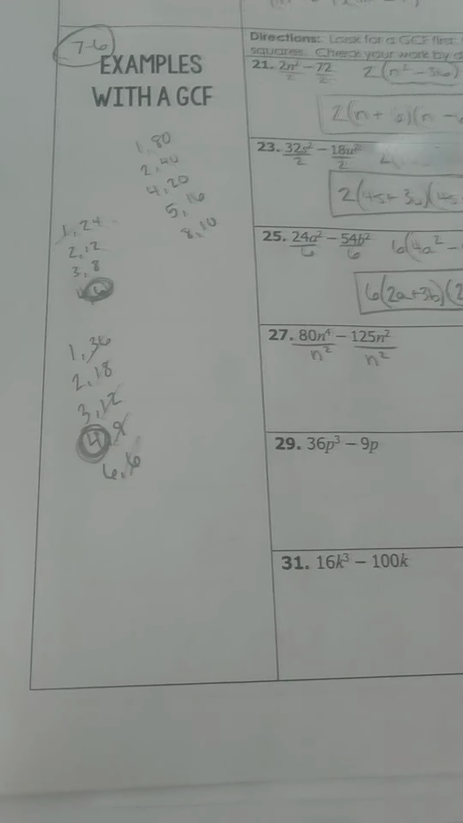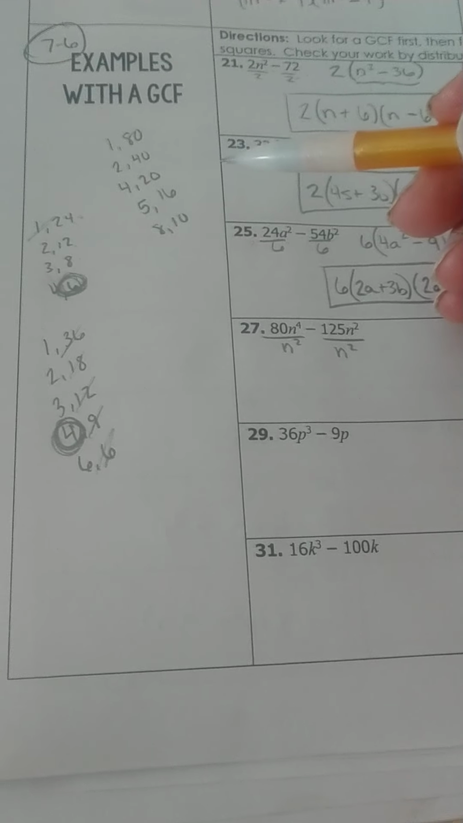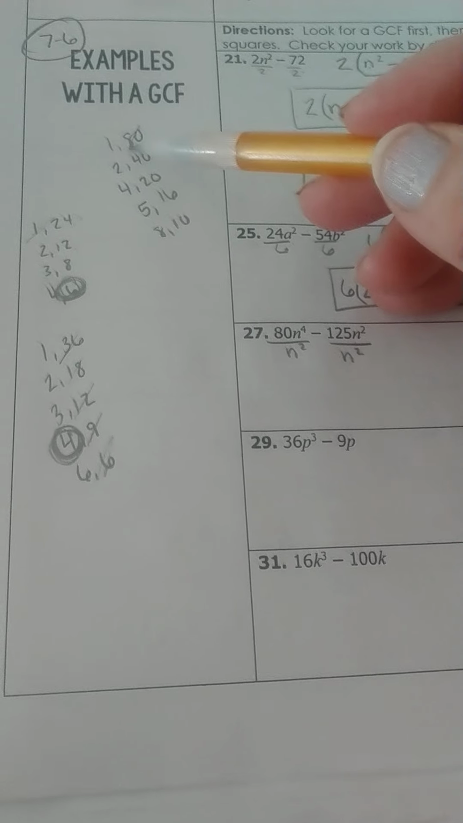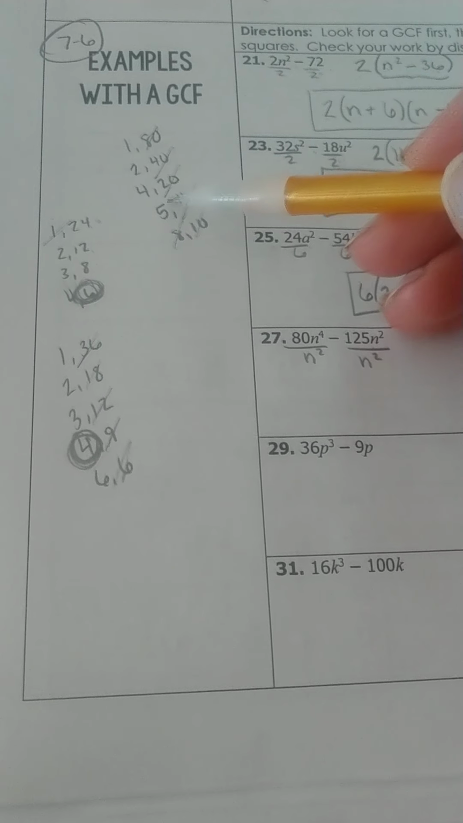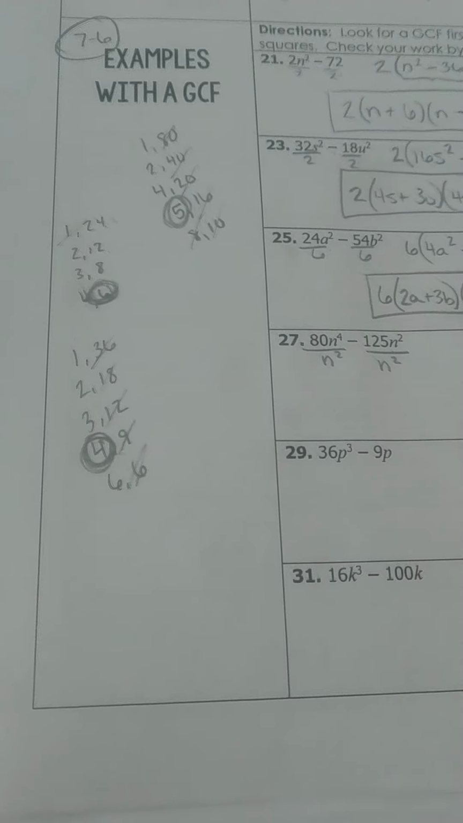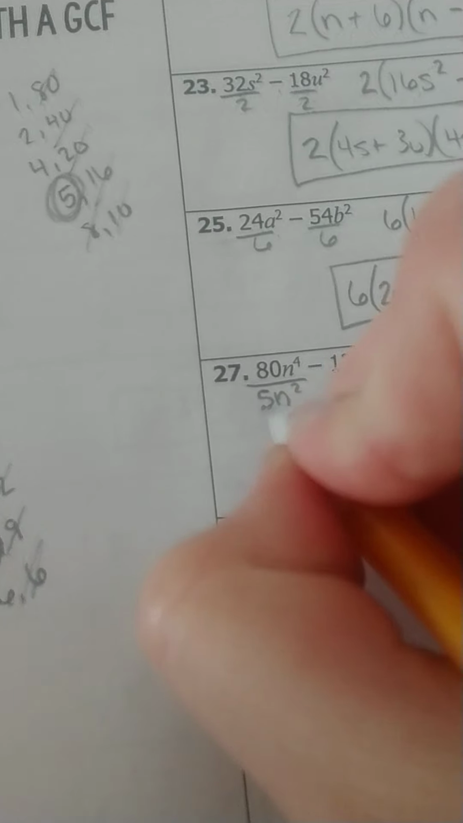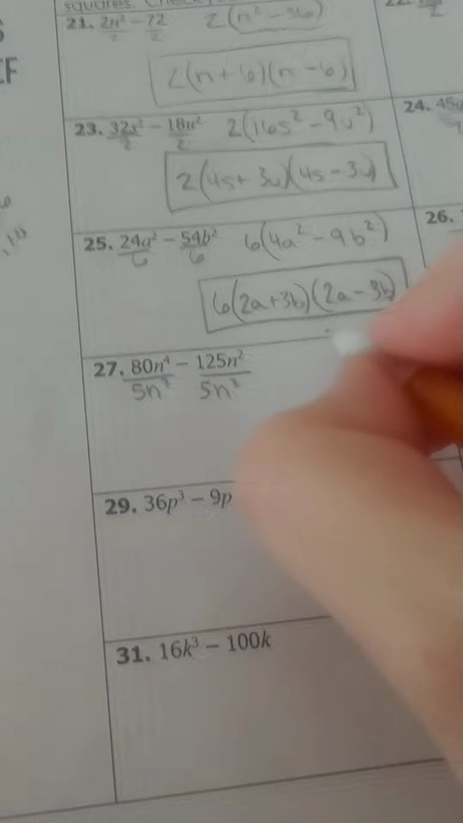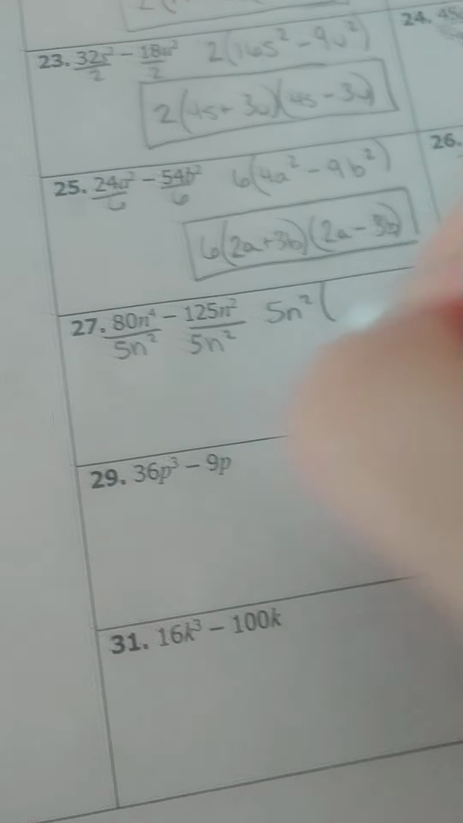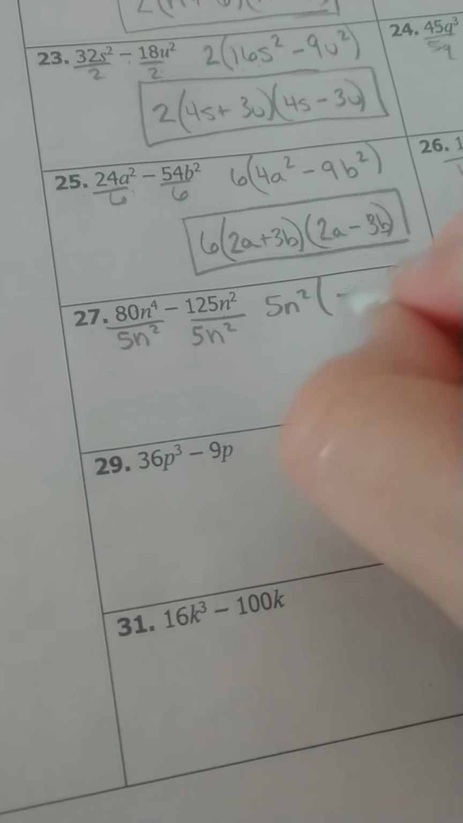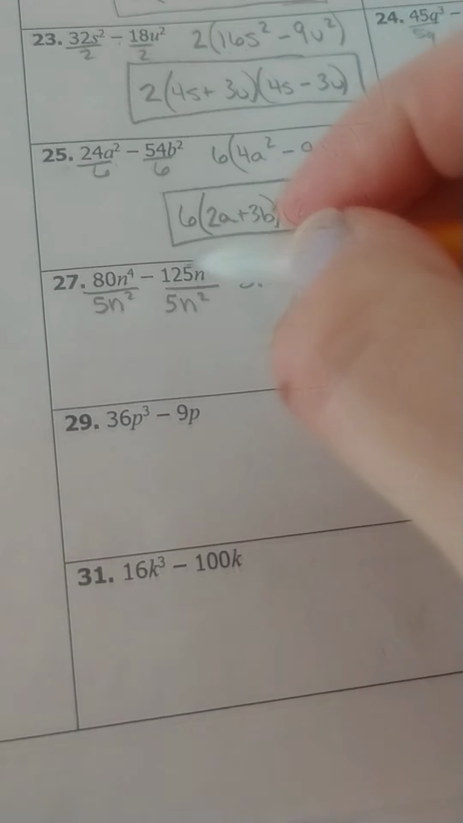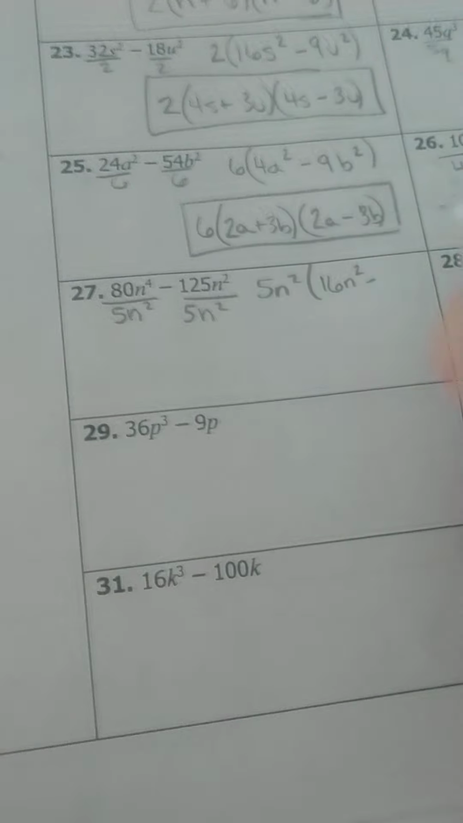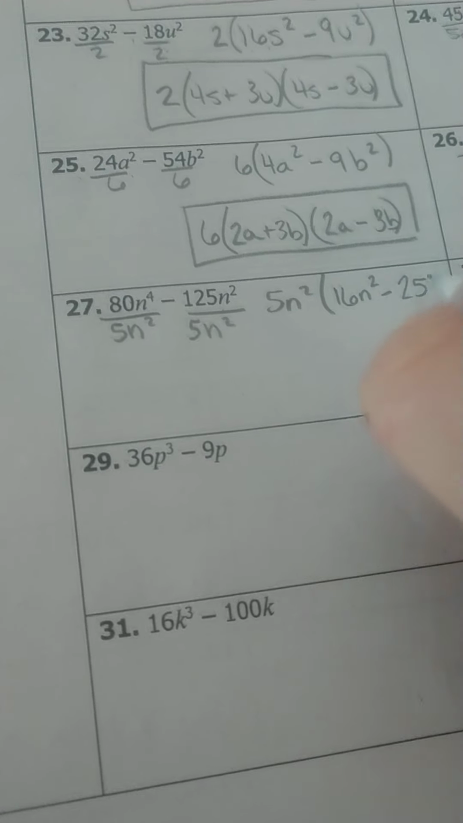Well, start going down through. Which of these numbers goes into 125? Well, no. Yes. So we're going to divide by a 5n squared. So 80n to the 4th divided by 5n squared is going to leave us with 16n squared, minus 125n squared divided by 5n squared is going to leave us with 25.